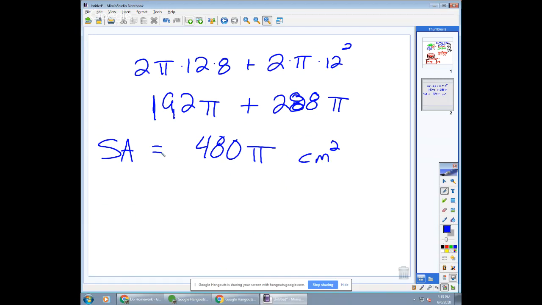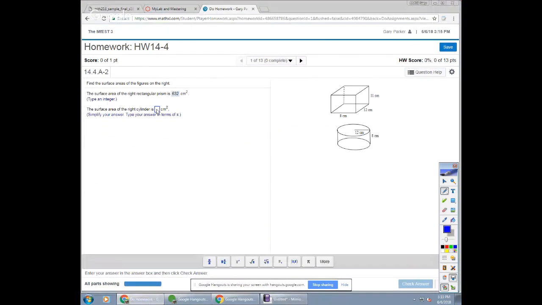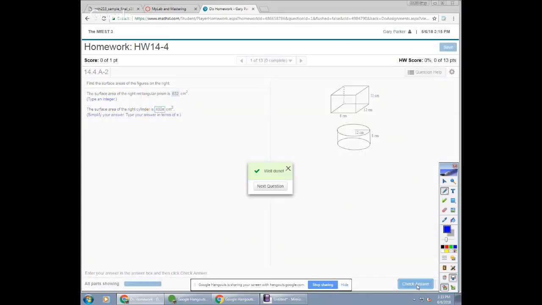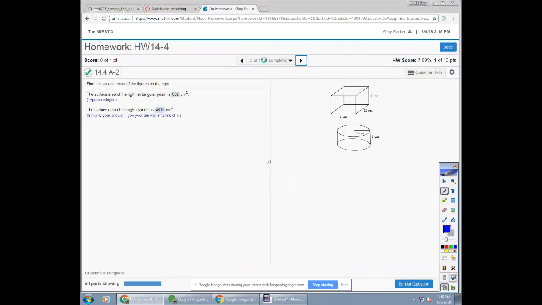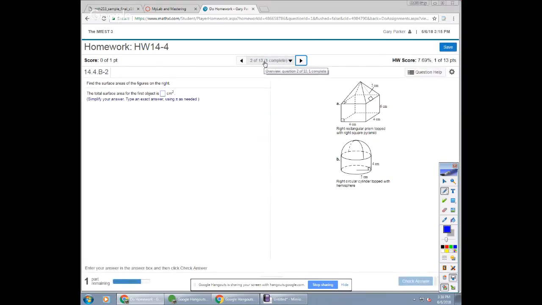I was having problems with square roots. Okay, so that would have been, let's see, that comes up in the surface area too. Yeah, so there should be problems with square roots in this section. All right, so 480 pi, and I think you can just type pi to get it. Excellent.